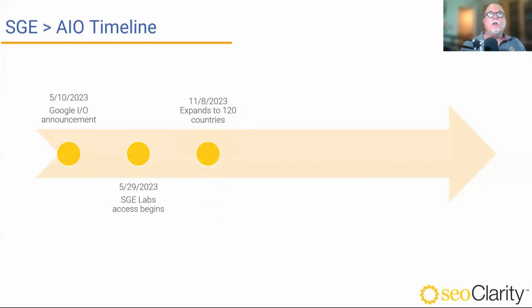Later that year, they expanded it beyond the US to 120 countries, very notably not the UK or the EU. And when you hear those two together, you think regulations. Those two are very upfront on regulating AI, particularly this type of AI, because the feeling there is that it's actually stealing content from publishers. So Google's just ignoring them, at least for now.